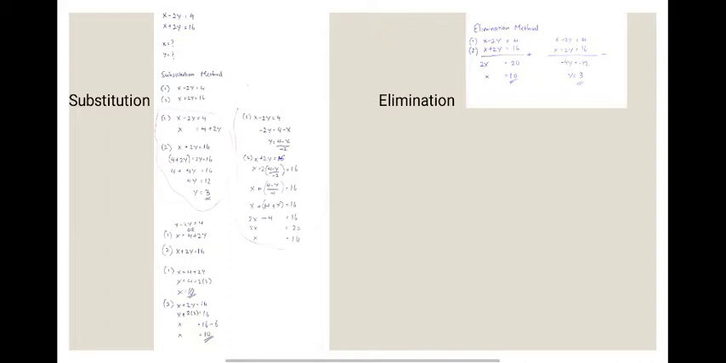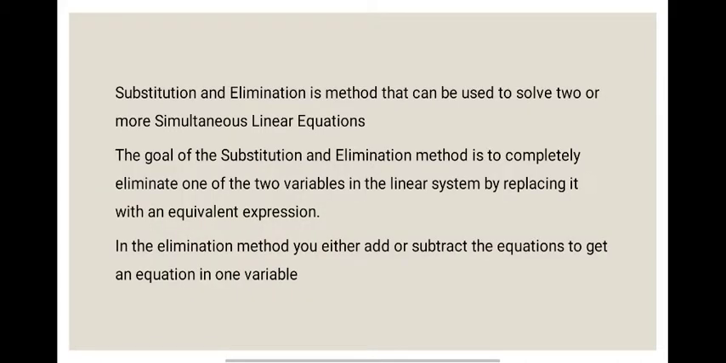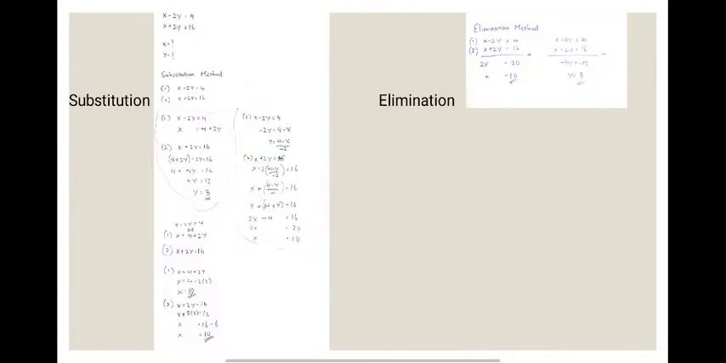And from here, I can already find the y because there's no x anymore. Again, remember the goal of substitution and elimination is to completely eliminate one of the two variables so we can find the other one. So here we move the 4 to the right side. 16 minus 4 is 12. And then finally 12 divided by 4 is 3.